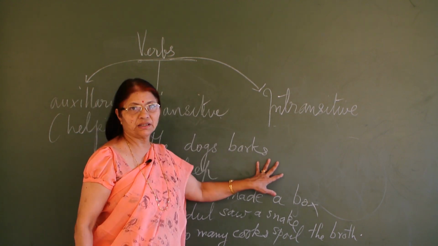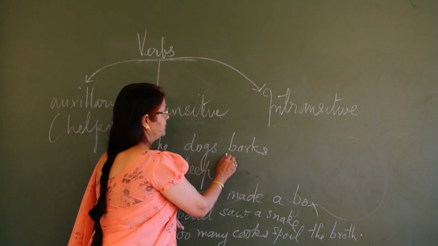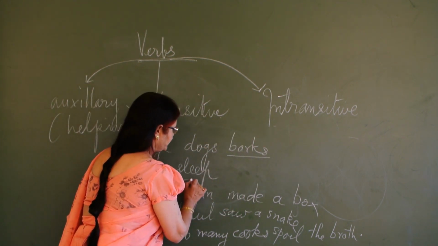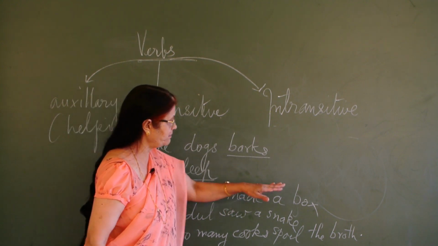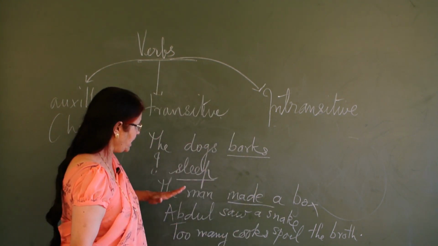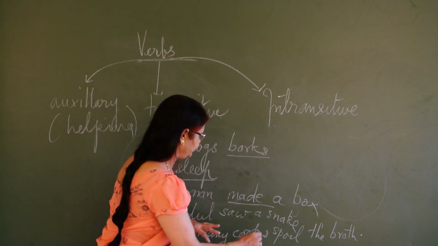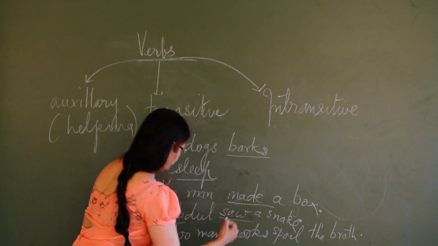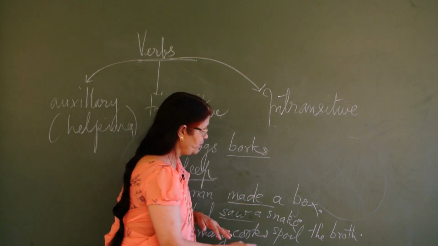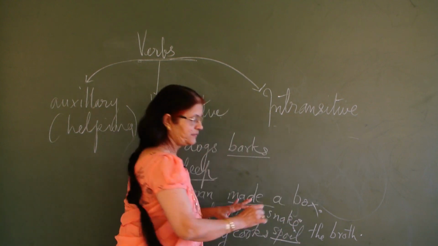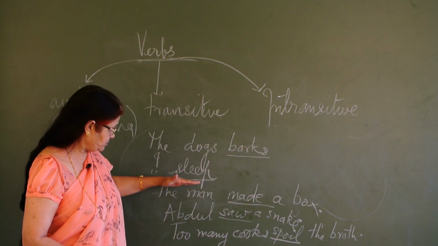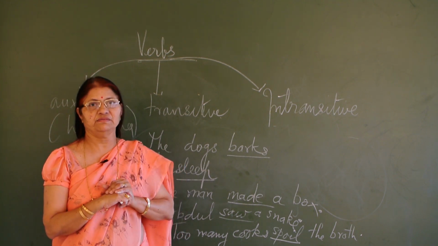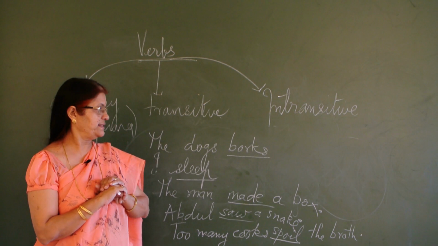The dogs bark. Which is the verb here? Bark. I sleep. Sleep is a verb. The man made a box. Made is a verb. Abdul saw a snake. Full stop. Every sentence must have a full stop. Too many cooks spoil the broth. Among these five sentences, there are transitive verbs and intransitive verbs. You have a look at it.